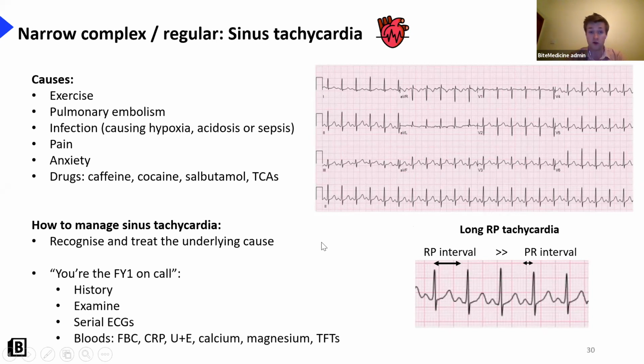So just briefly then, you're the FY1 on call, you're asked to review someone with a raised heart rate, make sure you do your ECG, and then just think about these causes and think about how you might be able to exclude them by taking a history, by examining, doing serial ECGs, taking some basic bloods. All of these things are well within your remit. And if you've done these 4 things, then if you turn to your SHO or your registrar and say, oh, look, can I have some help now? They'll be so happy because you've done a lot of the legwork already.